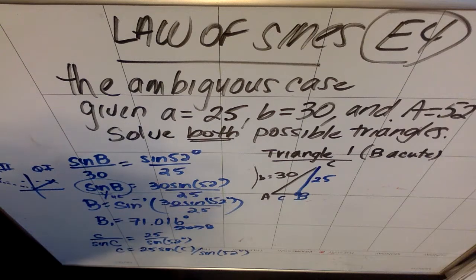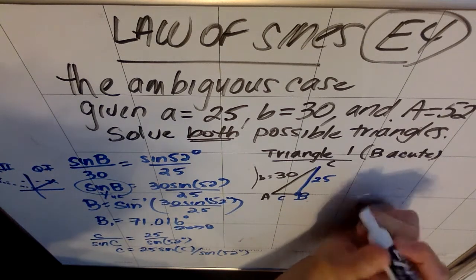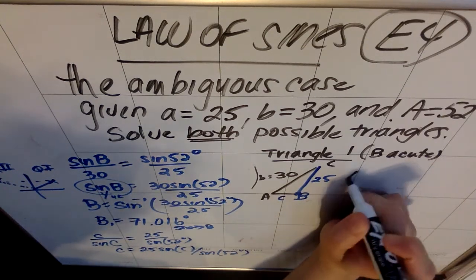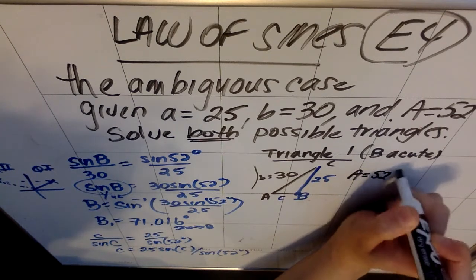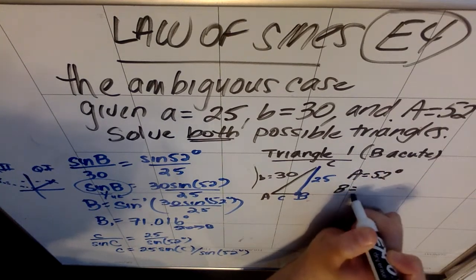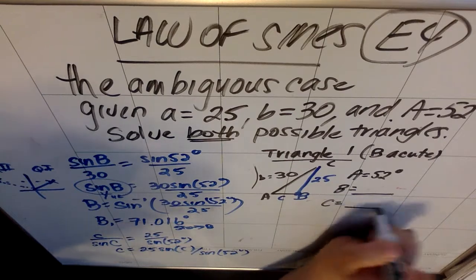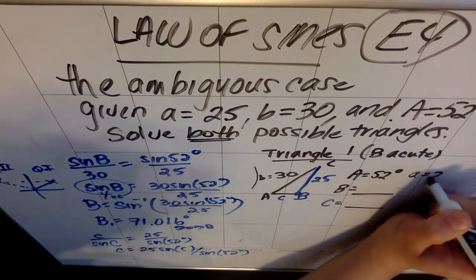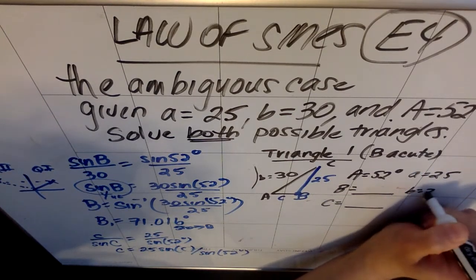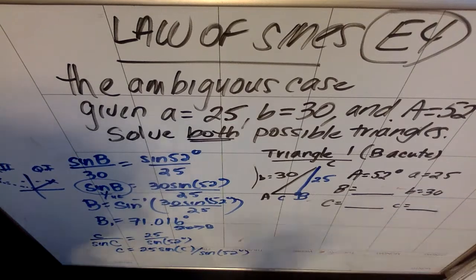Well, here's the thing about this, right? And I can go ahead and list them up here. I think I'll have room where you can see it. So my A is 52 degrees. I don't know big B yet, but we're going to find it in a sec. I don't know big C yet, but we'll find it in a sec. I know little a is 25. I know little b is 30, and I don't know little c yet because it's different than the one I just found.